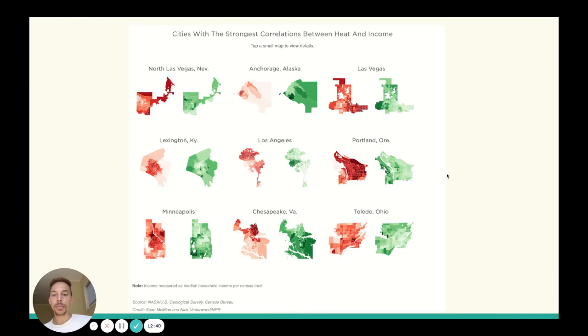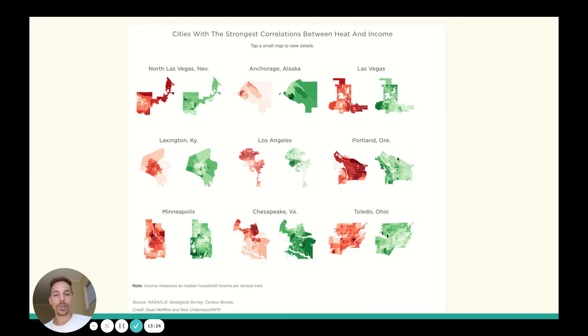And so here's actually a map. This is from NPR. They worked with a couple of different organizations and universities to conduct their own study on thermal inequity, which was last year. And these are the cities with the strongest correlations between heat and income, so the cities with the highest rate of thermal inequity. Anywhere that you see these darker red colors would be the hottest areas, and the lighter reds would be the less hot areas. Darker greens would be higher income versus light greens is lower income.